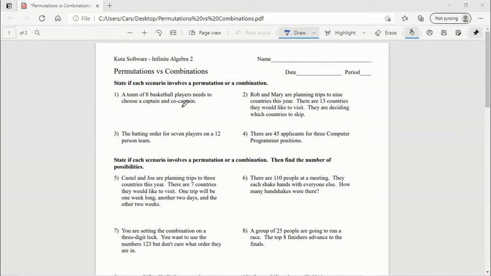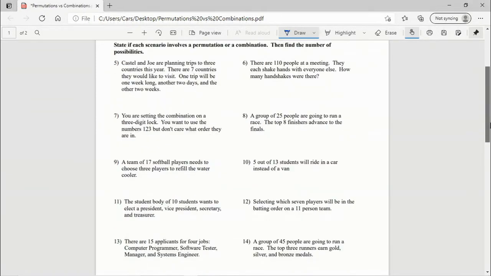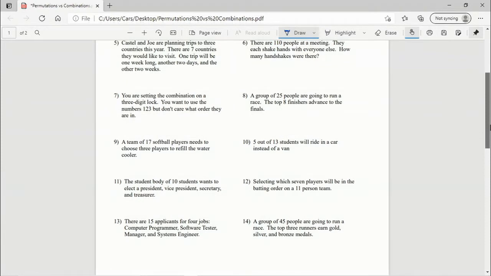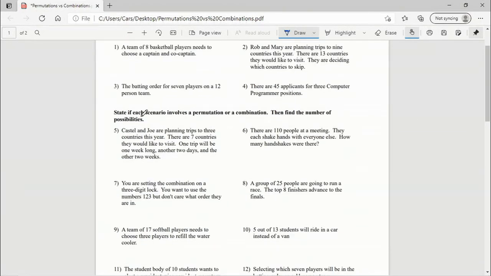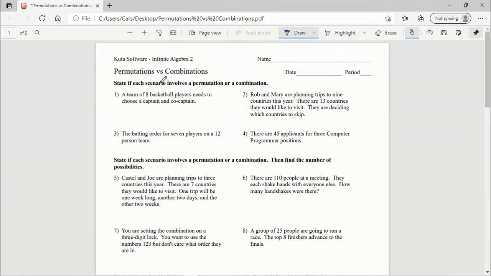Alright guys, notice that we have some more problems here. We're going to do the first four together, and then you guys are going to do 5 through 14 by yourselves. Obviously, you don't have to solve them. As I stated, you decide if each scenario involves a permutation or combination. So all you're going to do is tell me if it's permutation or combination for each one of these. You don't have to solve for it. So let's do the first one.